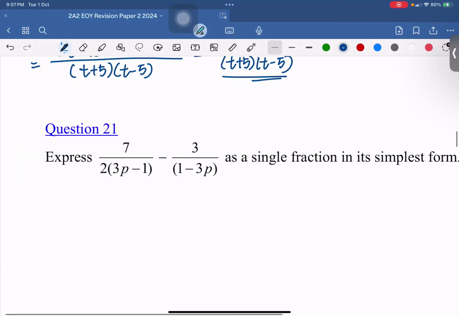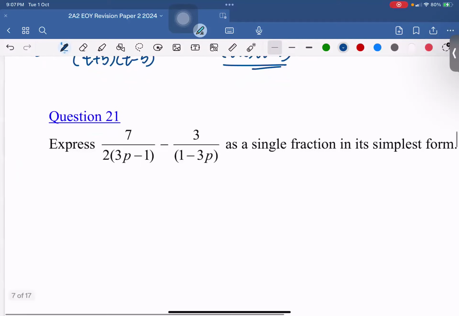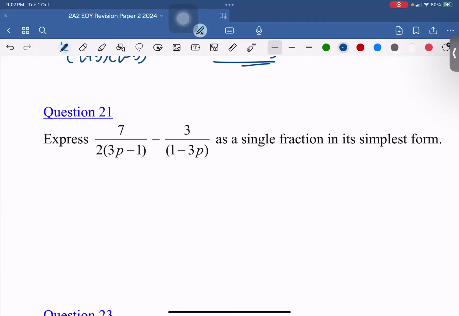Next question. Question number 21. Vincent got pass W paper 1. I don't know. Cannot remember already. Not that I bother to care. Oh, yeah. Okay, next question.